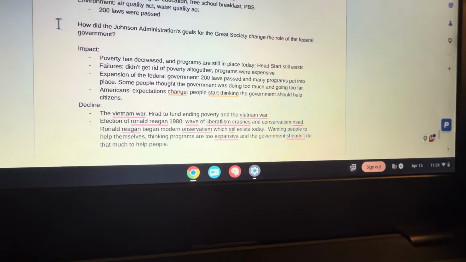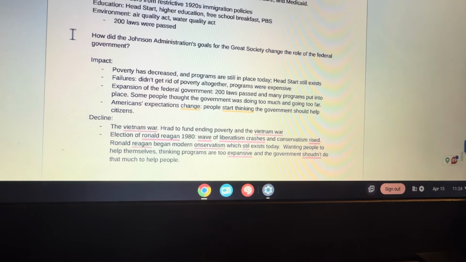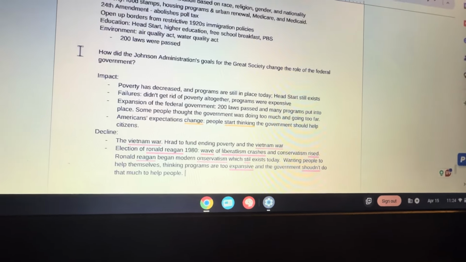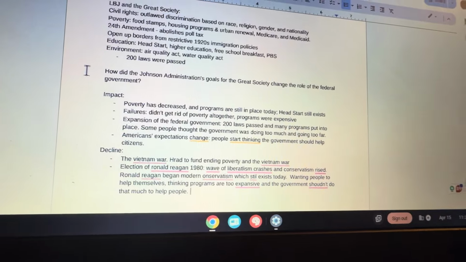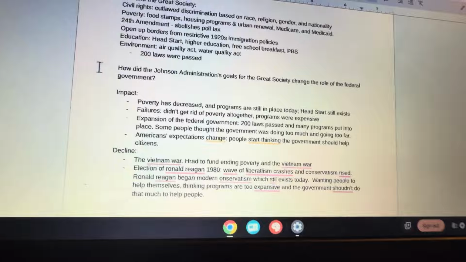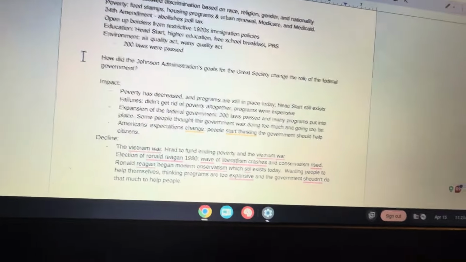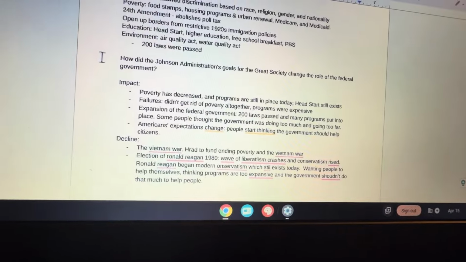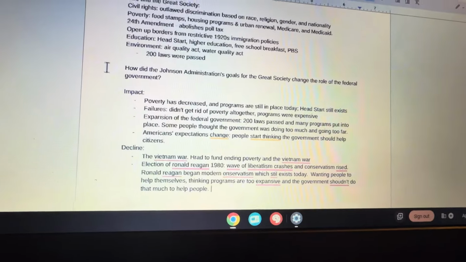LBJ and the Great Society. Civil rights. This outlawed discrimination based on race, religion, gender, and nationality. Poverty. Food stamp sales and programs and urban renewal. Medicare, Medicaid. And then the 24th Amendment abolished the poll tax.